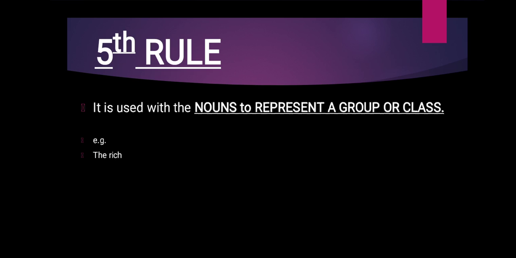For example, we'll use the rich, the poor, and words like this. Another example is "The horse is a faithful animal." Here the word horse is representing the whole horse group or the whole horse species, and it is preceded by the word "the".